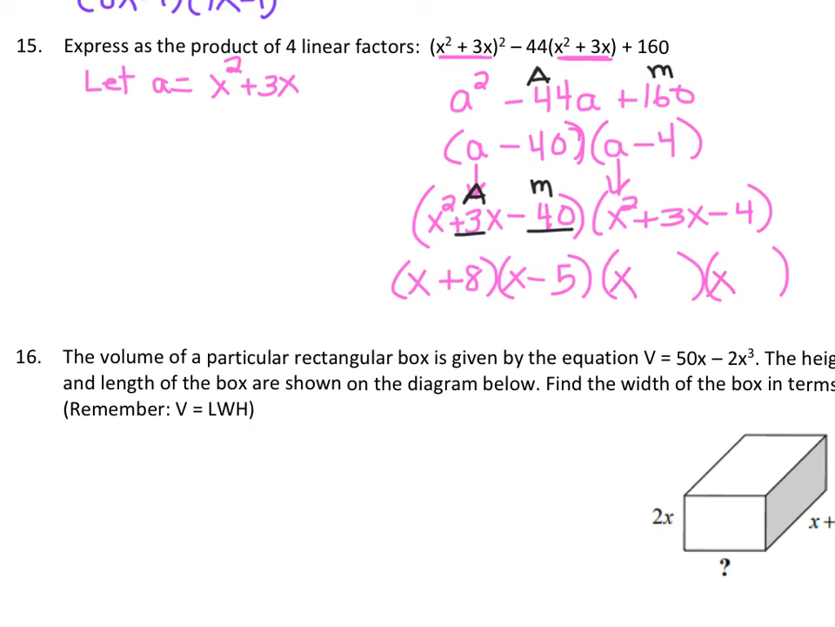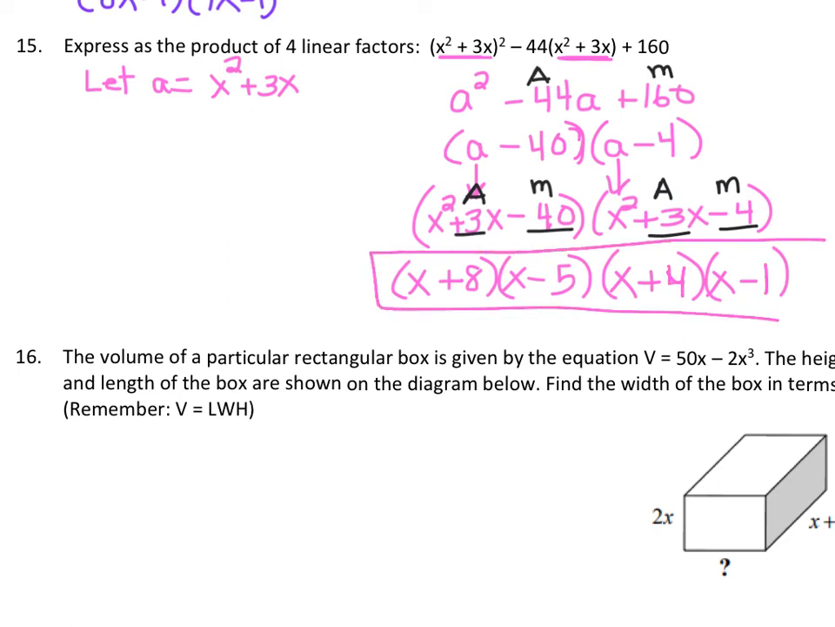And then we're going to come up with 2 numbers that add to positive 3 again, but this time they're going to multiply to negative 4. All right, again, if they multiply to a negative, we're going to have opposite signs, different signs, 1 positive, 1 negative. And then the 2 numbers that multiply to negative 4 and add to positive 3 would be positive 4 and negative 1. Okay, so this right here is our answer. We wound up with 1, 2, 3, 4 linear factors.